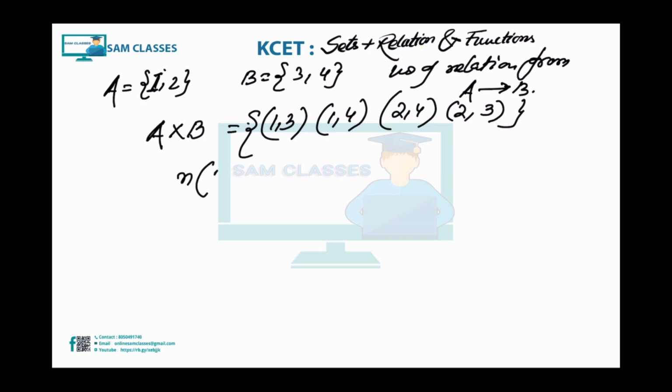Now the number of elements in A cross B is how much, students? That is equal to 4. So we know the total number of subsets will be 2 power 4. Okay, so what is the number of subsets formula?